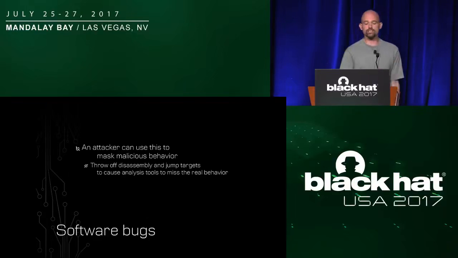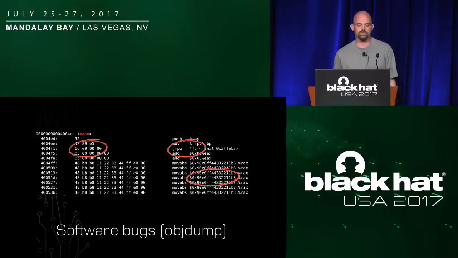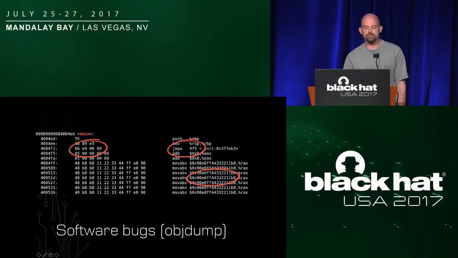And an attacker can actually use this to mask malicious behavior in software. You can basically use this to throw off the disassembly so that our analysis tools don't see malicious instructions. As an example of that, this is looking at the 66 jump instruction in Objdump. So what I have here is that 66 jump, and Objdump is misparsing that instruction. It thinks it's a 4-byte instruction when it's really a 6-byte instruction. What that means is that Objdump has also misparsed all the subsequent instructions since it's now off by 2 bytes.